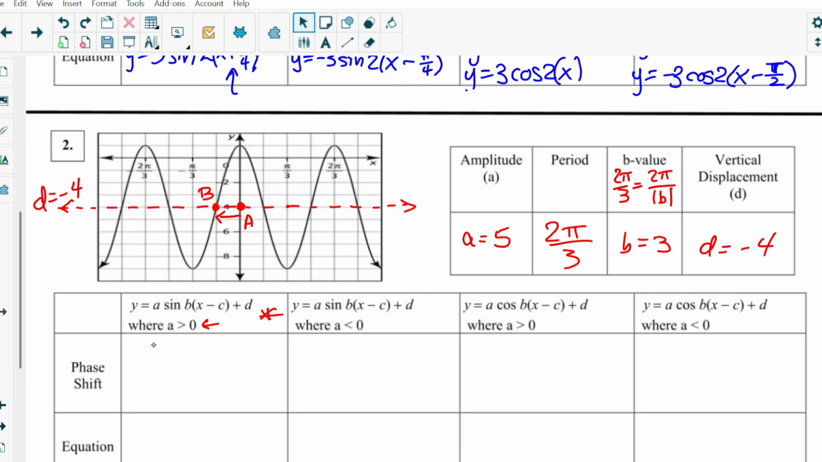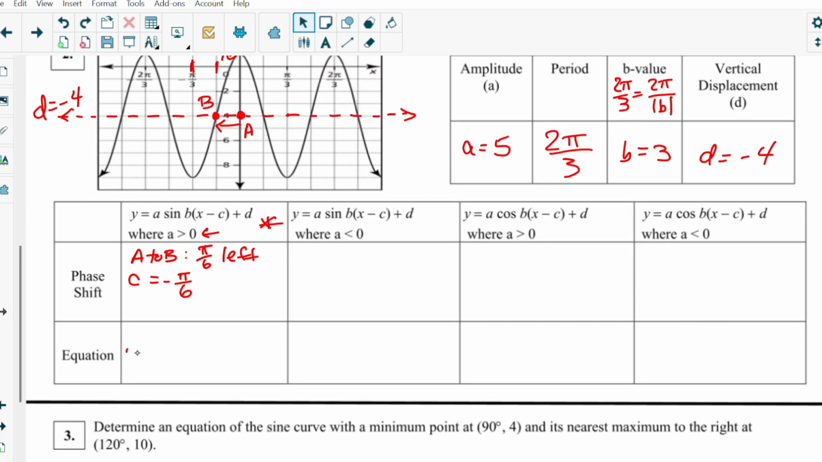Horizontal phase shift. Well, from A to B, if this is pi over 3, this is pi over 6. So that's pi over 6 radians to the left. So C must equal negative pi over 6.